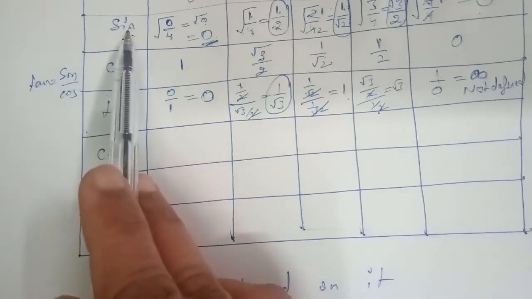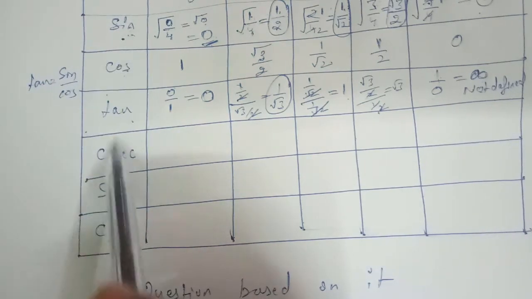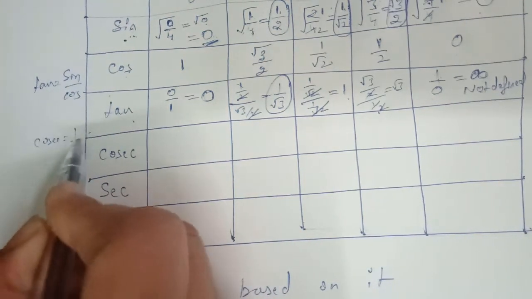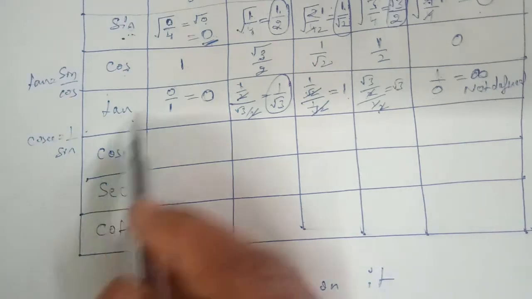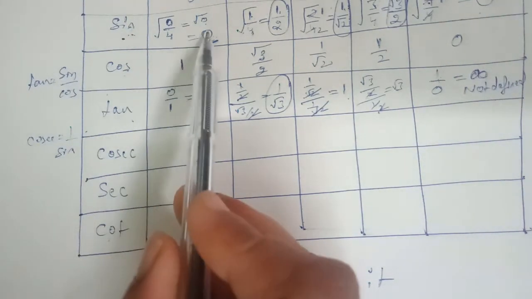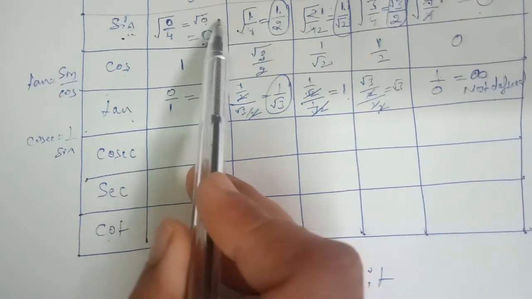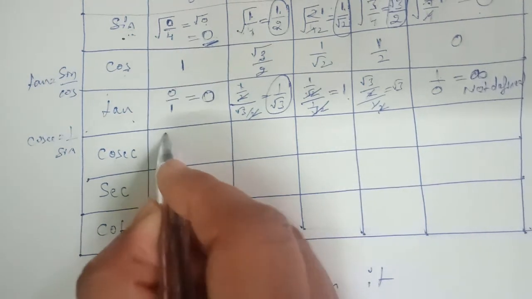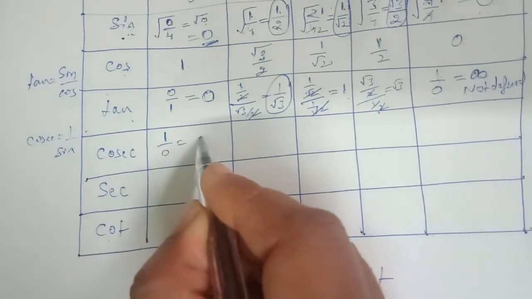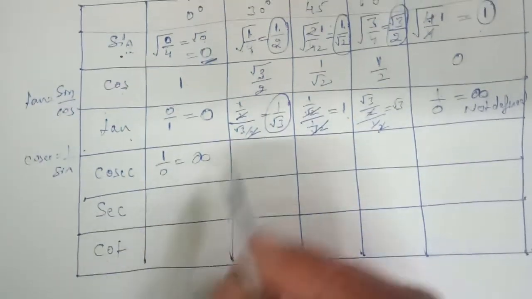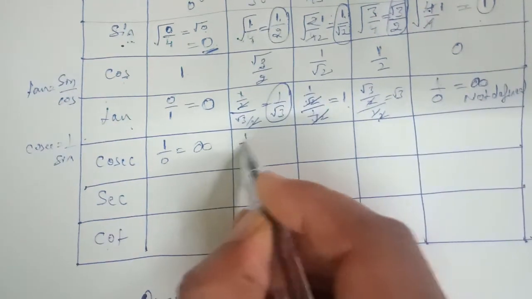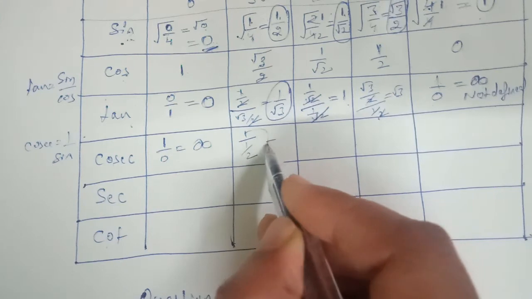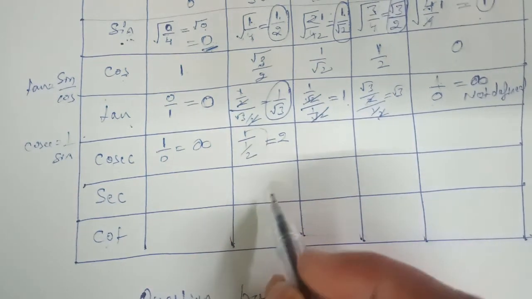Cosec is the converse of sine. As we have learned, cosec is equal to 1 upon sine. So what we're going to do, we're going to write 1 at the numerator of the values of sine. So this will be 1 upon 0. 1 upon 0 means infinite. Here 1 upon 1 upon 2. So 2 will come at the numerator. This will give the value 2.